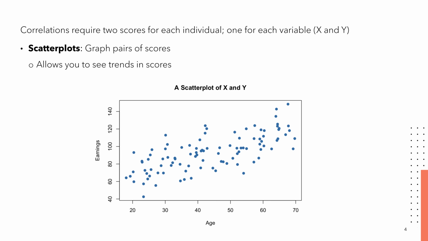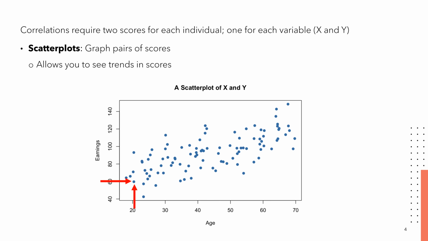They will have a score for X and a score for Y. We plot this using a scatter plot, which graphs pairs of scores and allows you to see trends in the data. The example on the screen shows earnings on the y-axis as a function of age on the x-axis. And you can see that generally, as age increases, earnings increase as well. To make a scatter plot, you simply put a dot or point for each pair of scores. For instance, this person, who is 20 years old, makes about $60,000 a year.